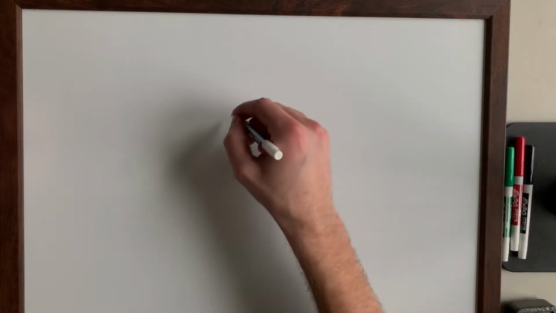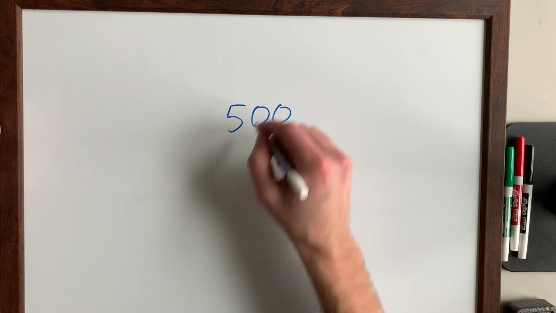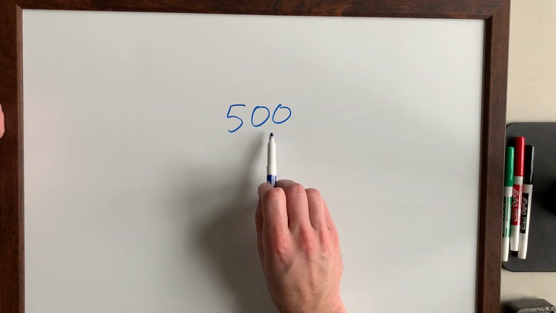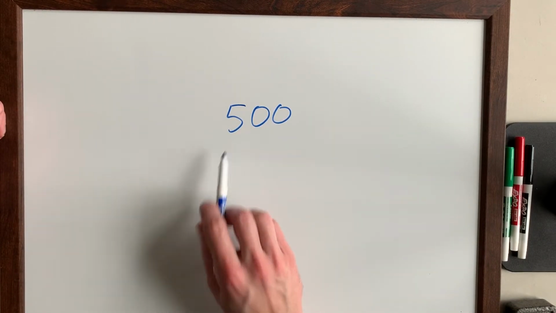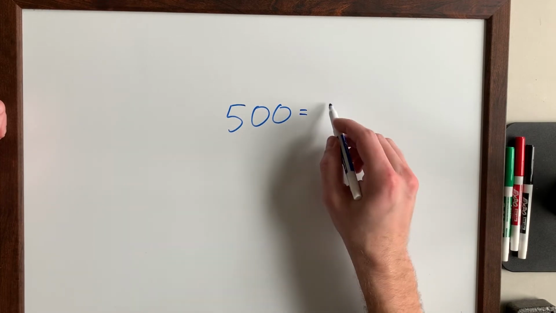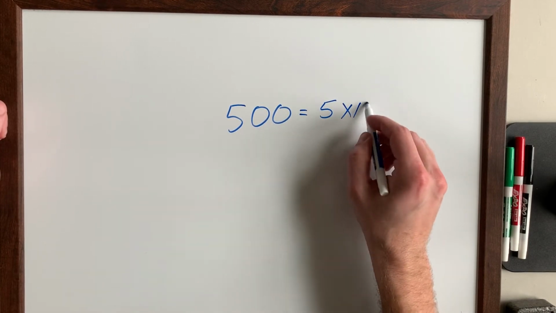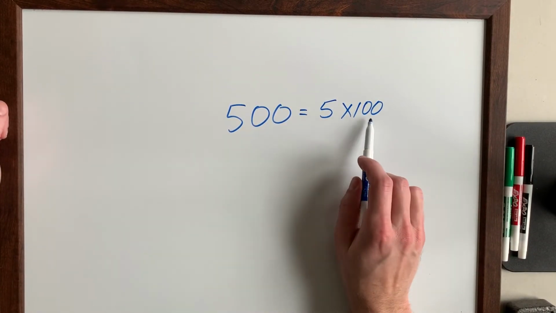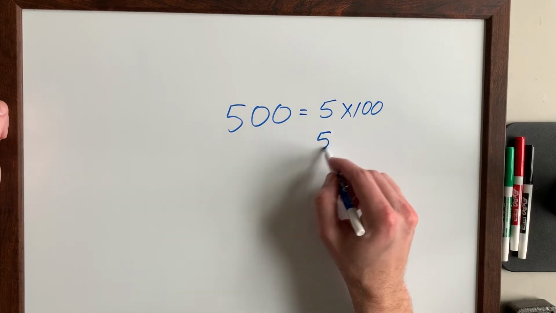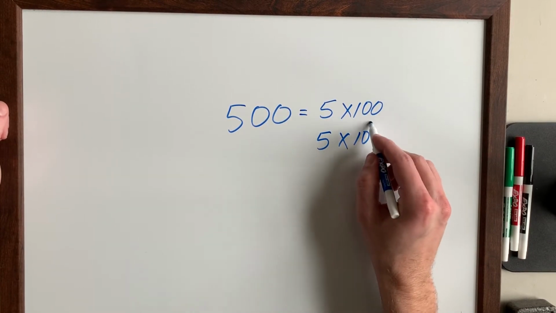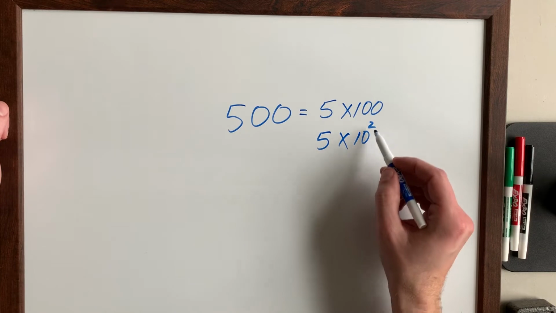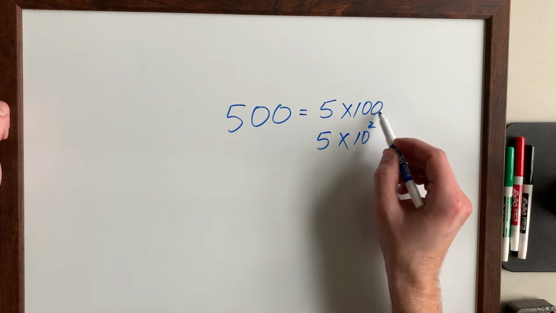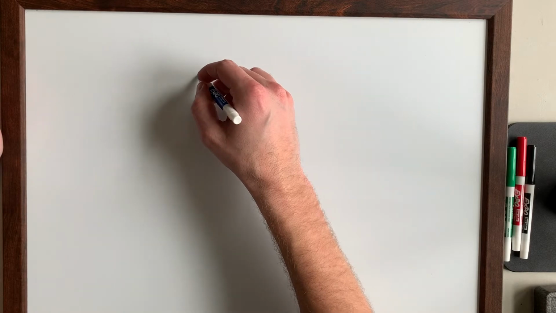How about numbers like this? 500. Well, that kind of looks like a power of 10, but it doesn't start with a 1. We can rewrite this as 5 times 100, and now we have our power of 10. So this is like saying 5 times 10 squared, or 10 to the power of 2, because there are 2 zeros.